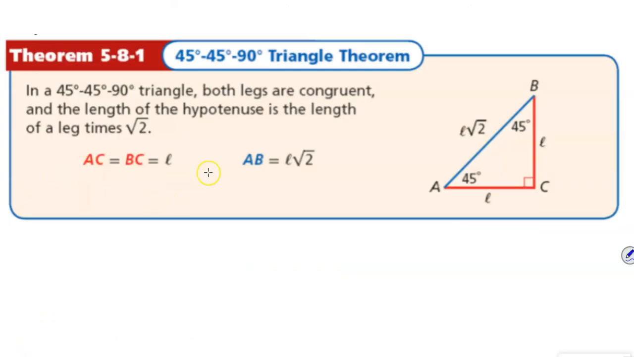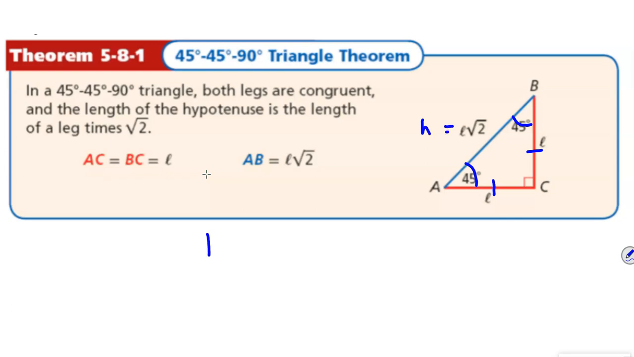So, in a 45, 45, 90 triangle, both legs are congruent. And the length of the hypotenuse is the length of a leg times the square root of 2. So, I want you to notice this. These two legs are congruent, right? So if it's 45, 45, 90, the angles are congruent and those legs are congruent, which is why it's an isosceles triangle, okay? And this is our hypotenuse.